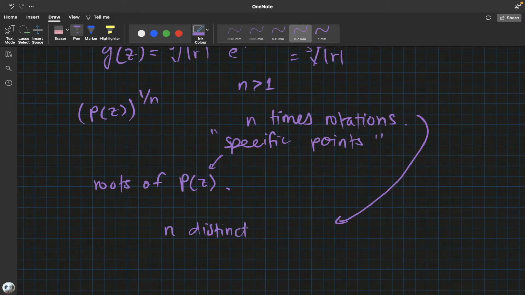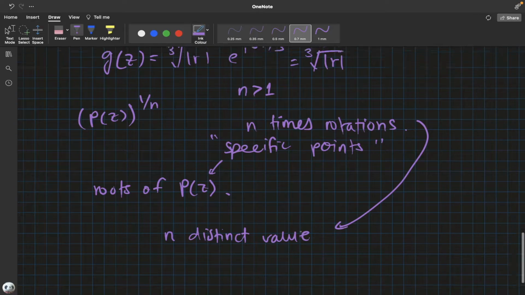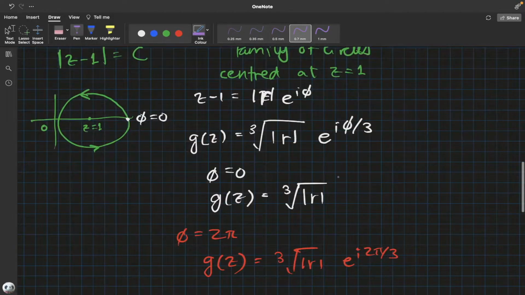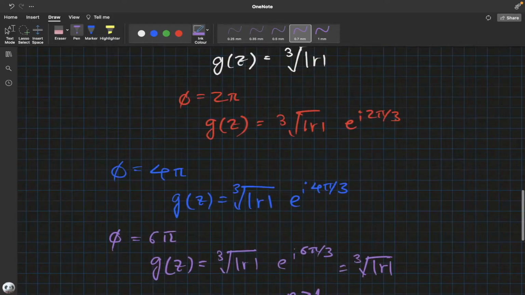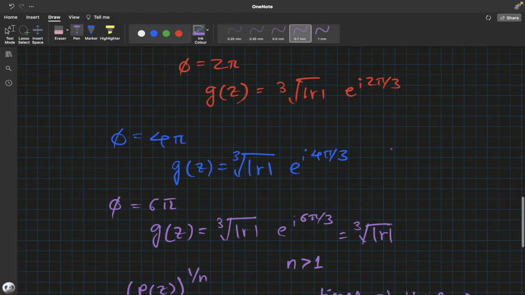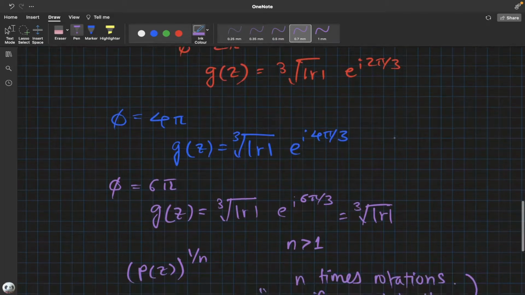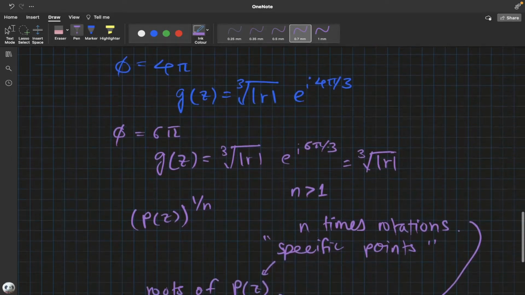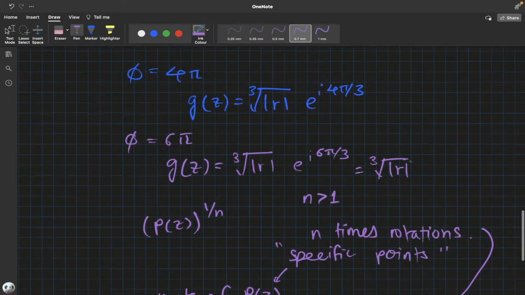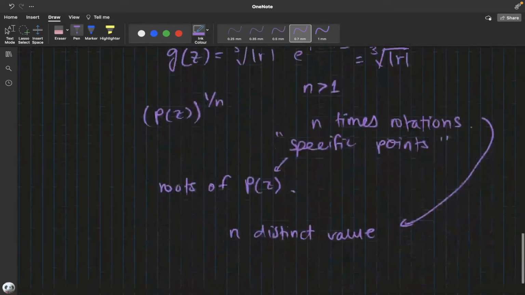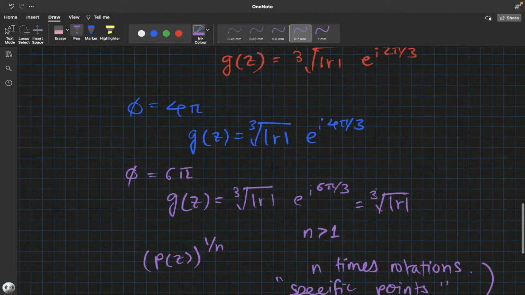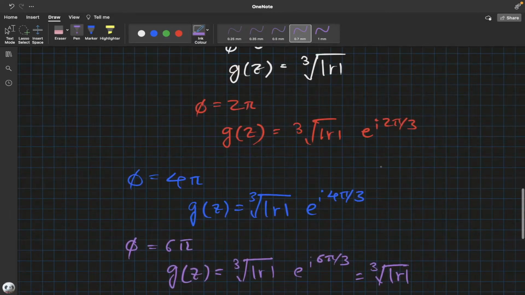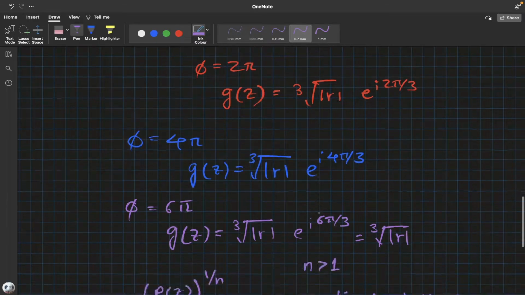In the case of the square root, there were two distinct values, the positive branch and the negative branch. For the cube root, it's a little more complicated. We can't really call it a negative branch. There's a 2 pi over 3 branch, this 120 degree branch, and a 240 degree branch, and then finally a 360 branch, which is essentially the one we started with. So this is equal to the 0 branch, and then the 120 and the 240 branch.